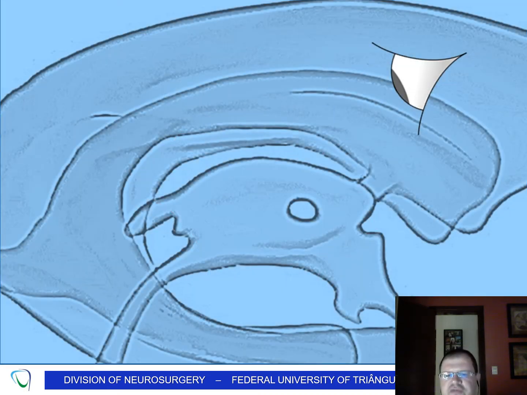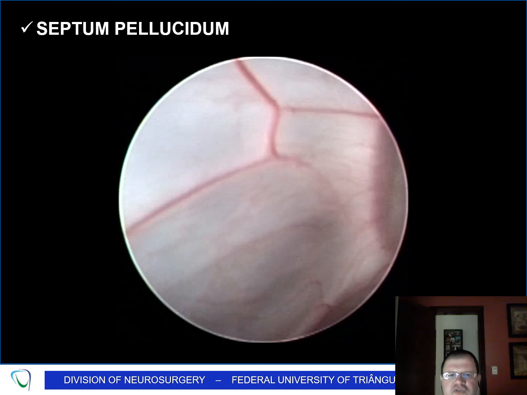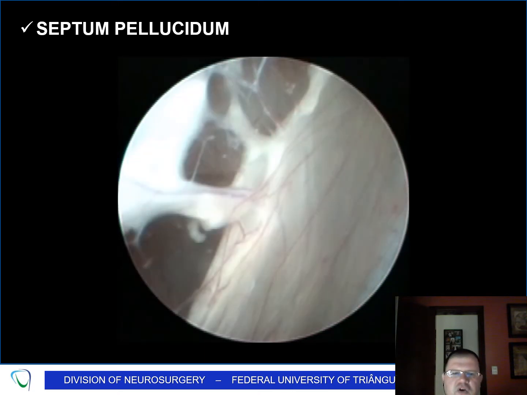In a posterior view, we can see the septum pellucidum. The majority of these structures are avascular, with few vessels inside the septum pellucidum. And in the case of chronic hydrocephalus, we can always see a fenestrated septum pellucidum.